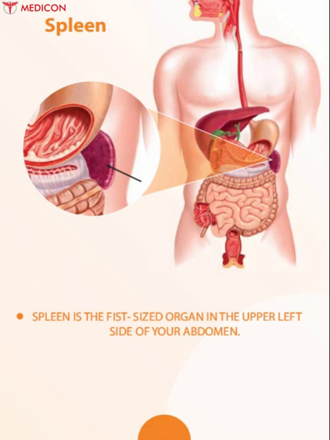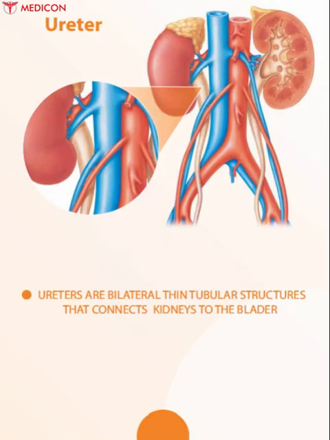Ureters. The ureters are bilateral, thin, tubular structures that connect the kidney to the urinary bladder. These ureters transport urine from the renal pelvis into the bladder. The muscular layers are responsible for the peristaltic activity that the ureters use to move the urine from the kidneys to the bladder.